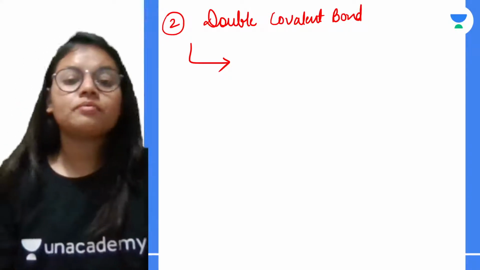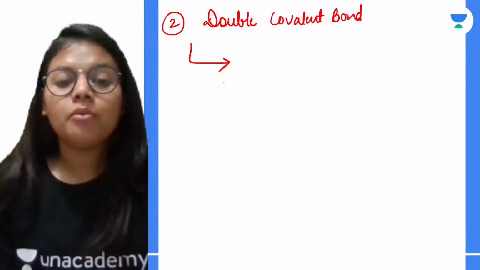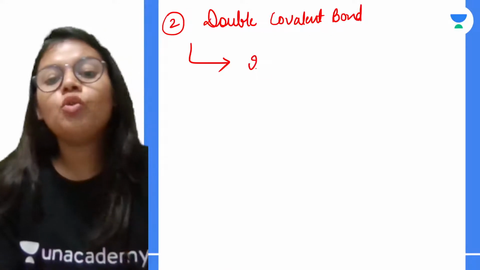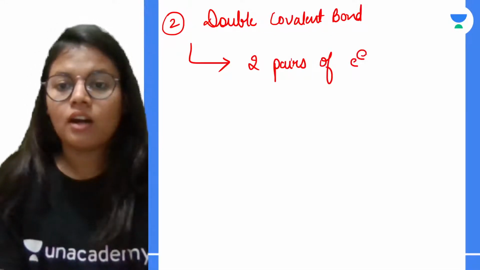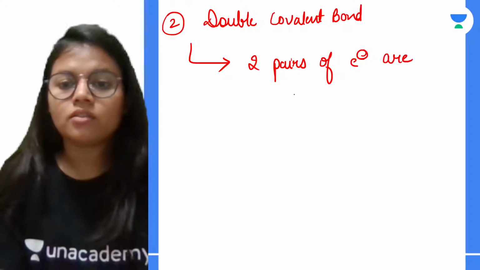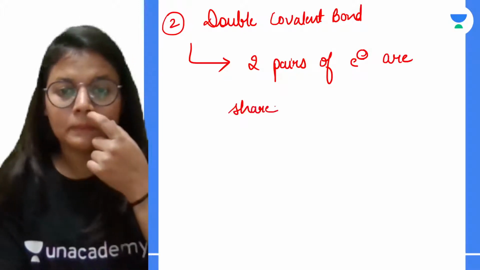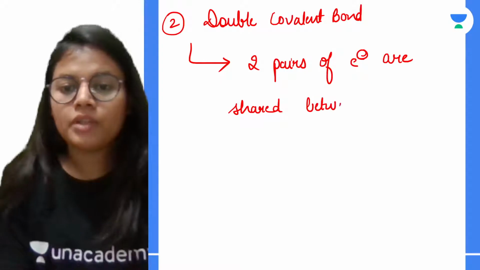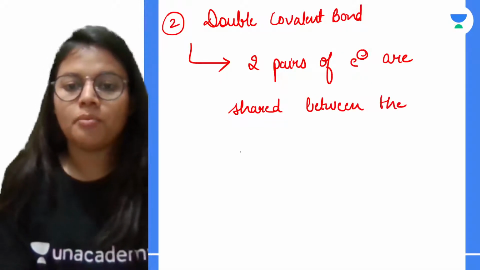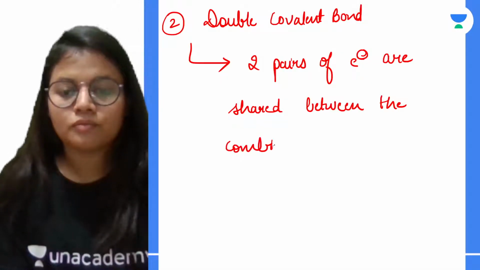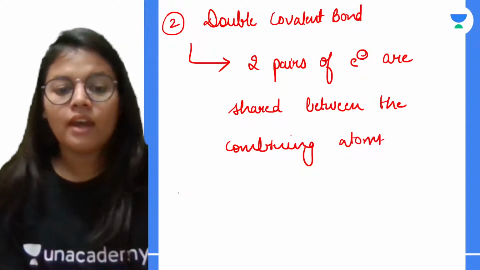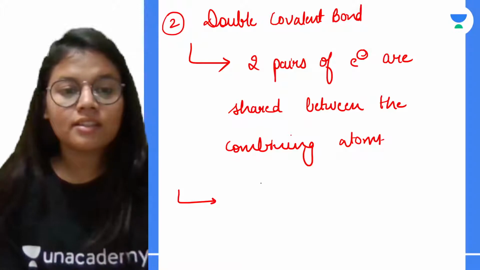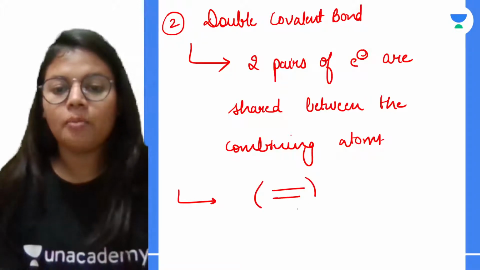ओके, आई एम सॉरी. तो अभी डबल कोवेलेंट बॉन्ड में क्या होगा, two pair of electrons are shared between the combining atoms. Okay, and how is it represented? It is represented by a double dash.